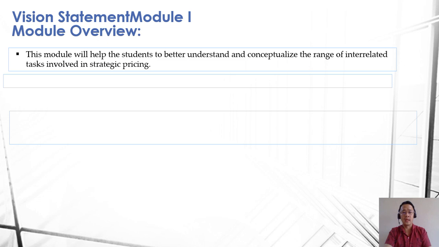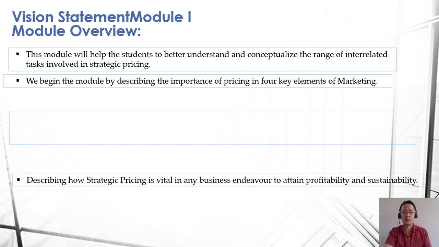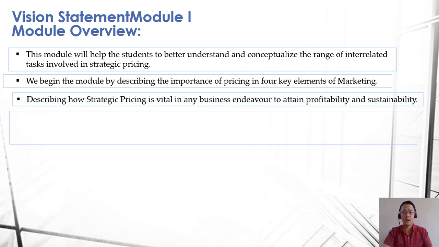This module will help the students to better understand and conceptualize the range of interrelated tasks involved in strategic pricing. We begin the module by describing the importance of pricing in four key elements in marketing. Describing how strategic pricing is vital in any business endeavor to attain profitability and sustainability.